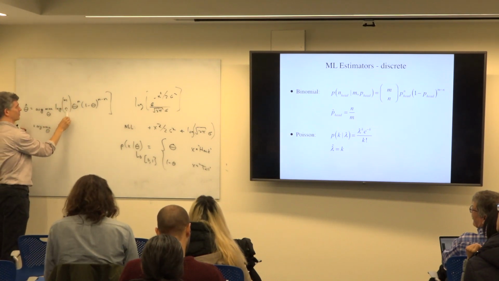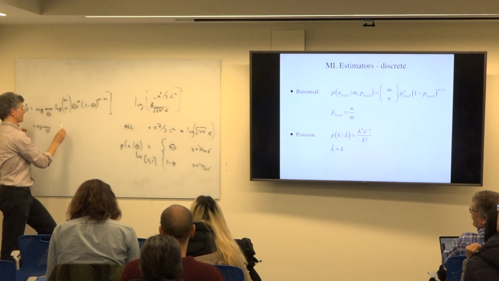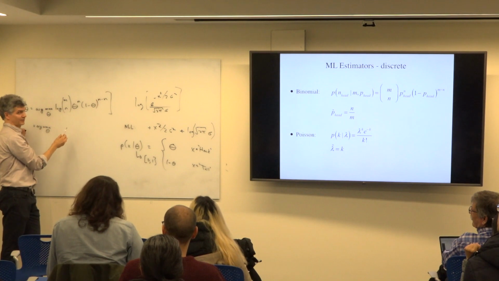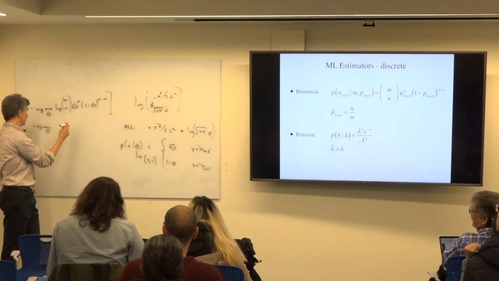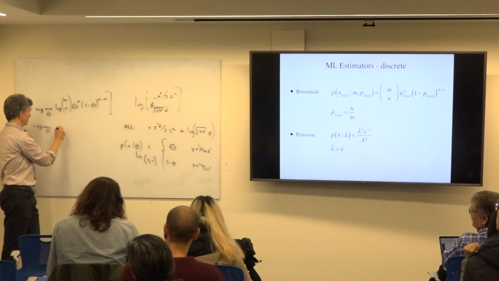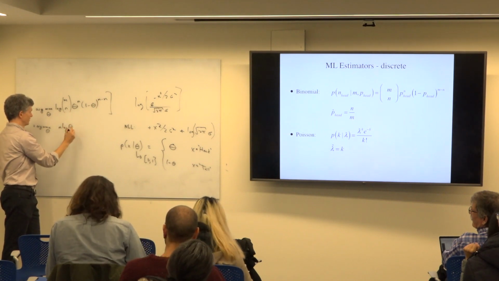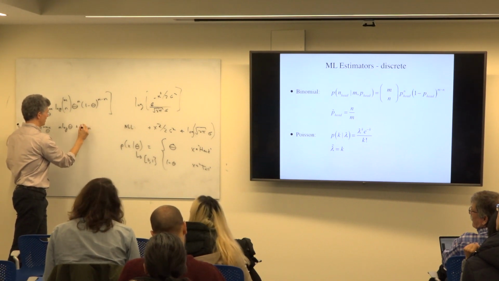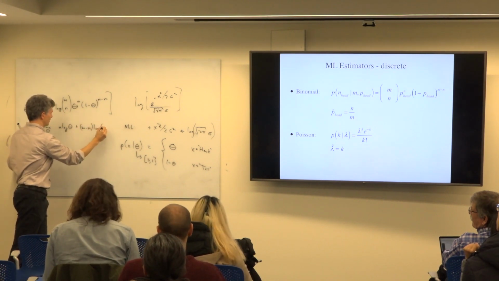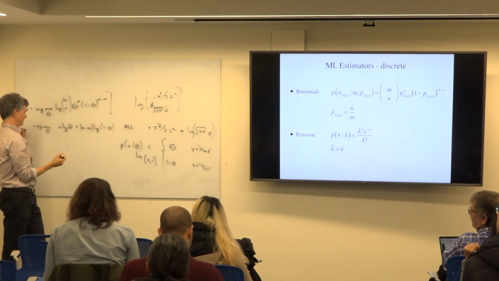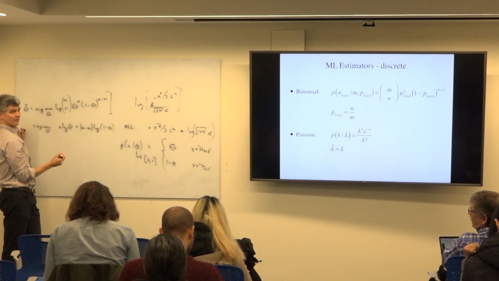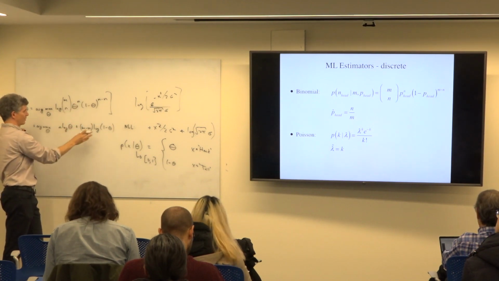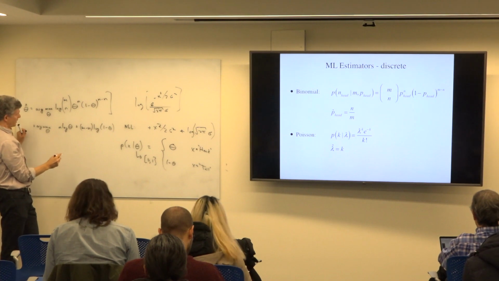Look, this is a log of a product of three things. The first thing has no theta in it, and we're optimizing over theta, so it is not going to matter. The second thing has a theta in it, so that's going to become n times log theta, right? The third thing has a theta in it, so that's going to be m minus n times log of 1 minus theta, right? I'm just taking logs of these things. It's a product of three things. I separated them out into a sum. Okay? And that's what I want to maximize.